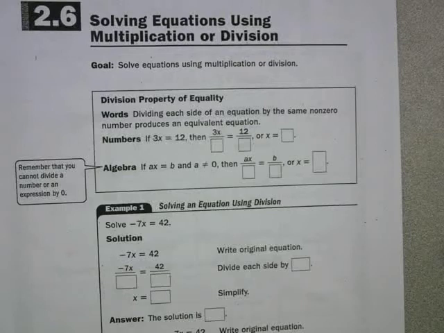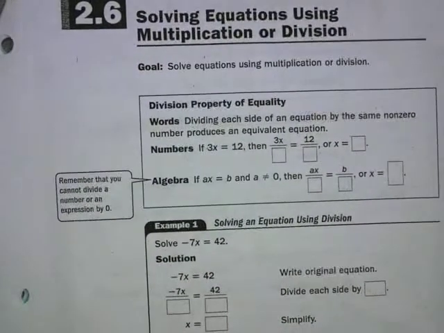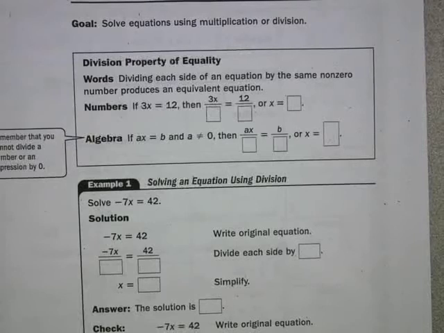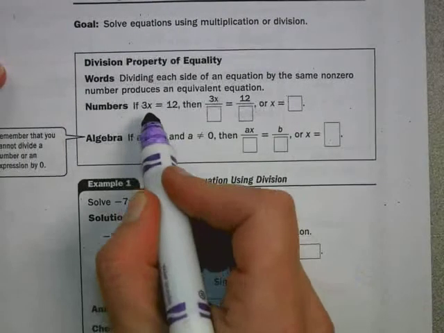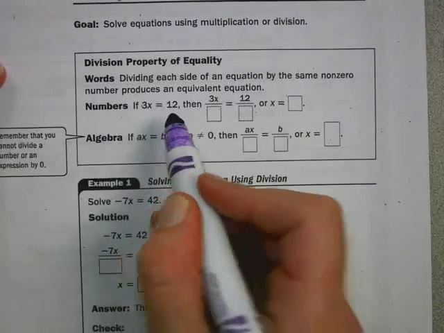Solving equations using multiplication or division now. We did addition and subtraction in the previous lesson, so this is just an extension of what we were already doing previously, but now we're going to be undoing multiplication and division. So in the division property of equality, whatever I do on one side I have to do to the other. That's part of the equality.